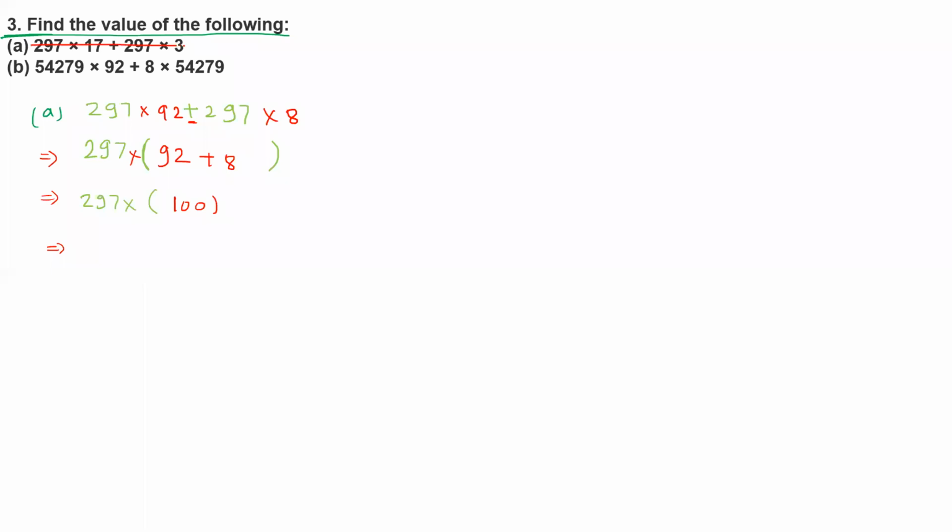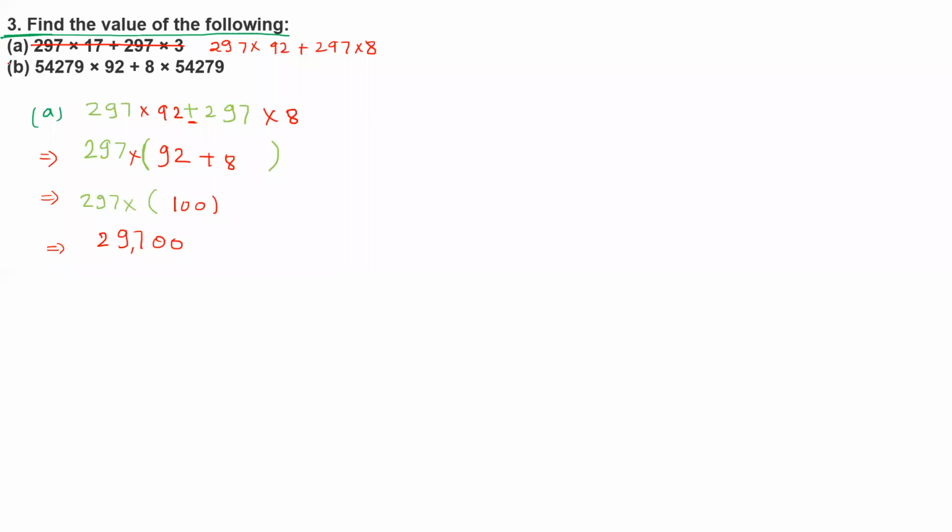I'm just changing the question. Now the question is 297 multiplied by 92 plus 297 multiplied by 8. Now this is the question. Is it okay? Now your answer is going to be 297 and two zeros, which means 29,700. This is the answer.